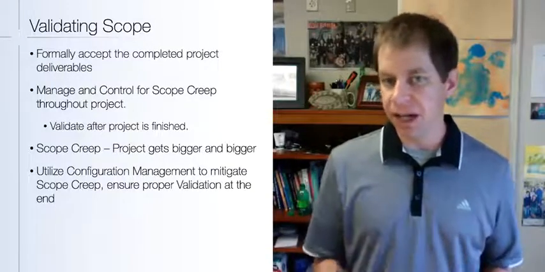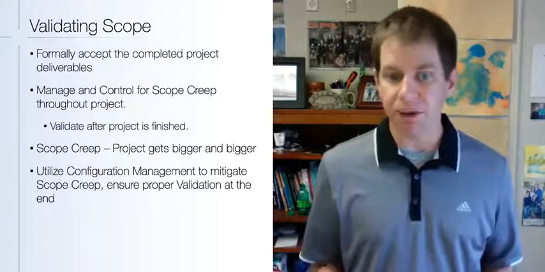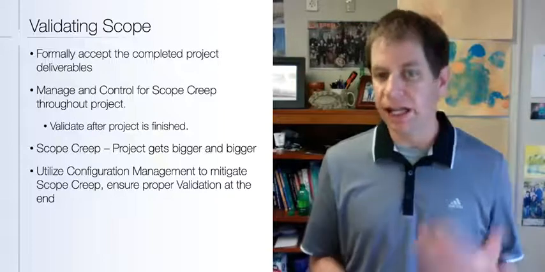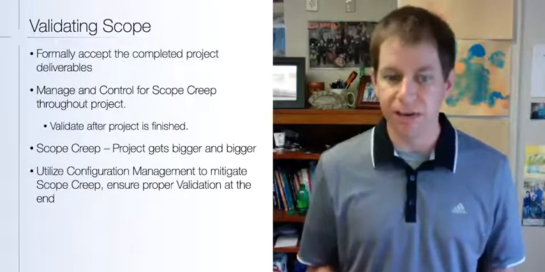Validating scope is a formal process for asking, did we do what we say we were going to do? The scope is, here's what we're going to do. Then you do it, and then you validate it to make sure that you did it correctly.